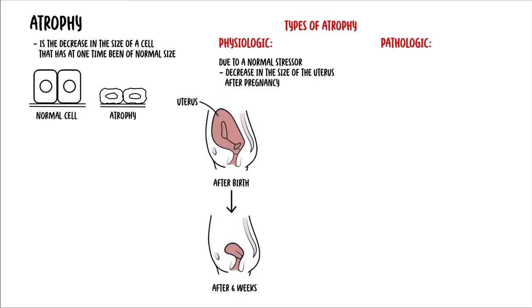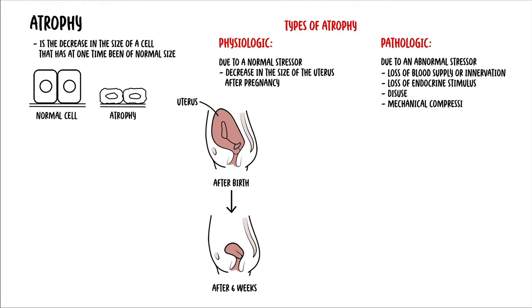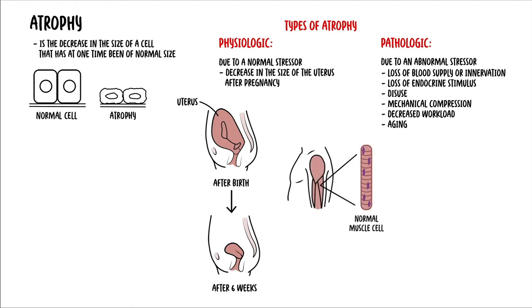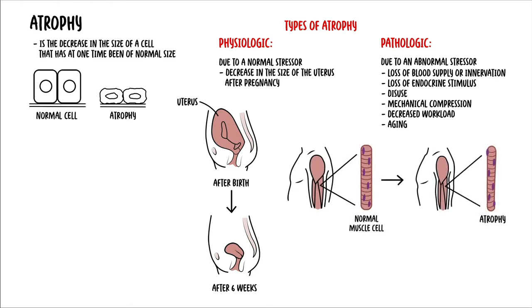Pathologic atrophy occurs due to an abnormal stressor. In general, atrophy is due to the loss of the stimulus to that organ. Specific types of loss of stimulus include when the cell has loss of blood supply or innervation, loss of endocrine stimulus, disuse, mechanical compression, decreased workload, or aging. Here is an example of atrophy of skeletal muscle because of misuse or aging.